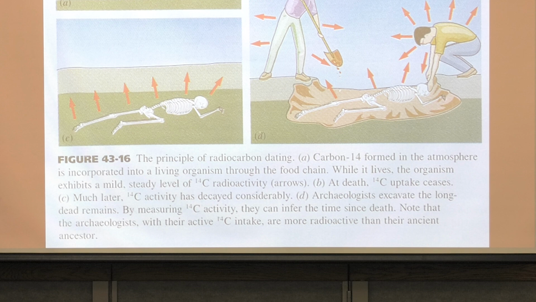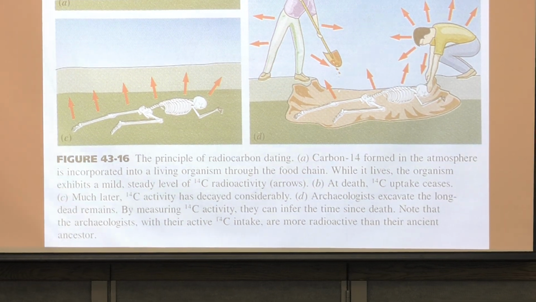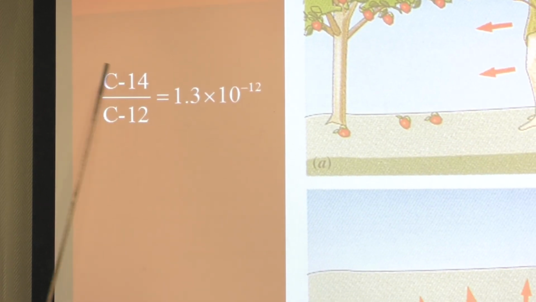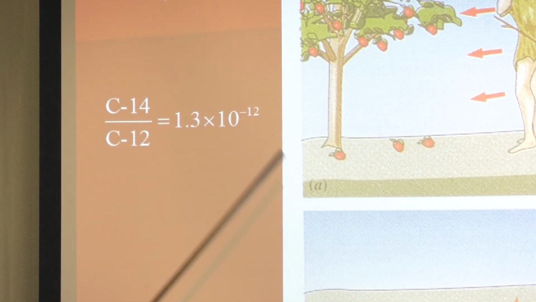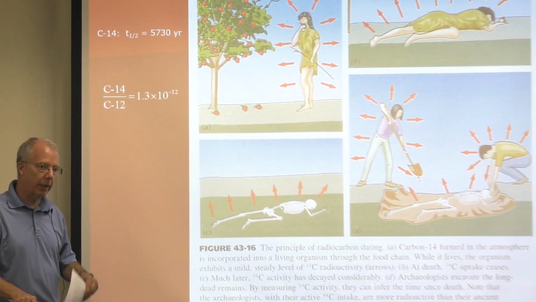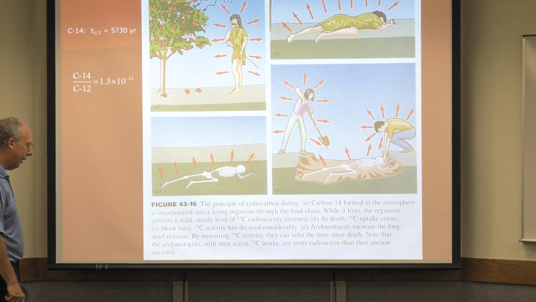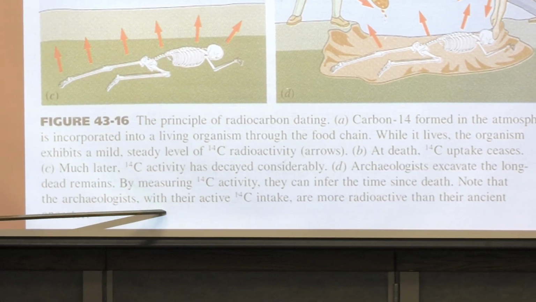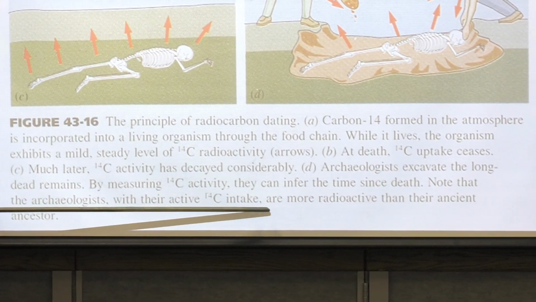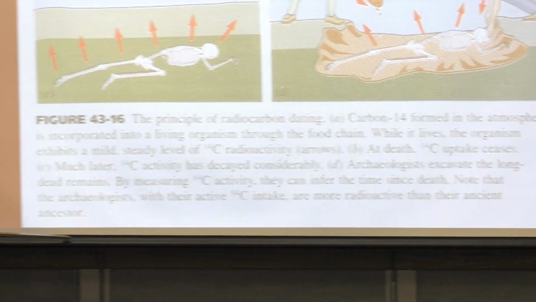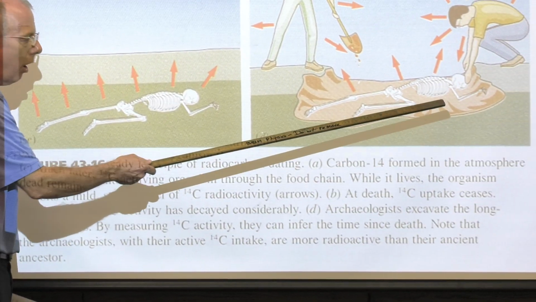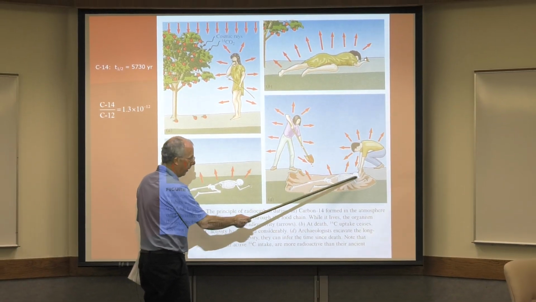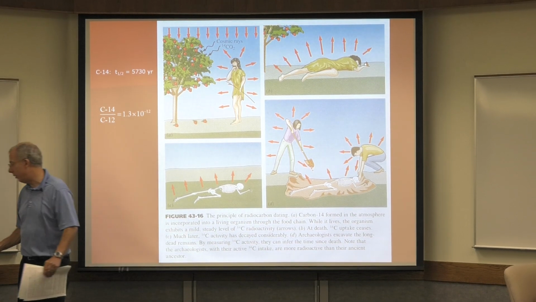I mean, if she were alive, this would be the ratio. But since she's been dead for however many thousands of years, this number will be less because the carbon-14 will be less. And since they know the half-life of carbon-14, they can figure out how long it's been since she died. Okay, one more thing. It says, note that the archaeologists, with their active carbon-14 intake, are much more radioactive than Eve, right? Because a lot of the C14 in Eve has decayed away. So they are super radioactive compared to Eve. So that's basically how you do it.